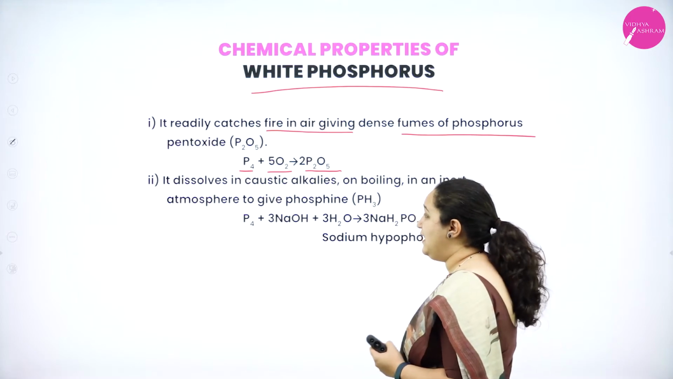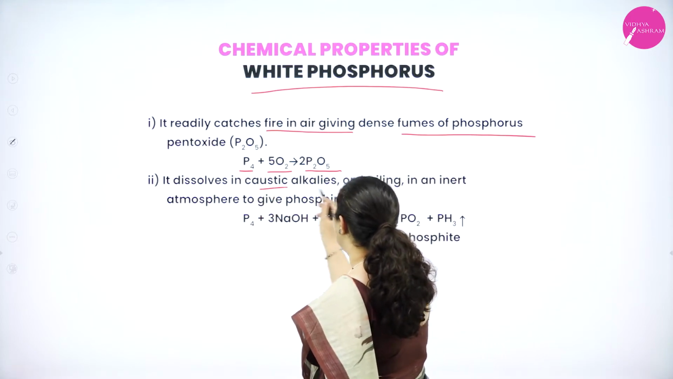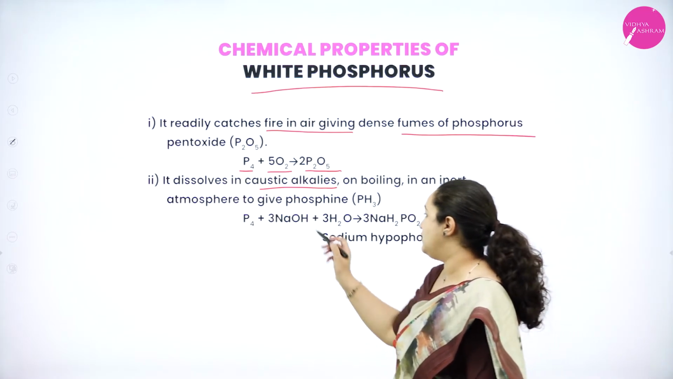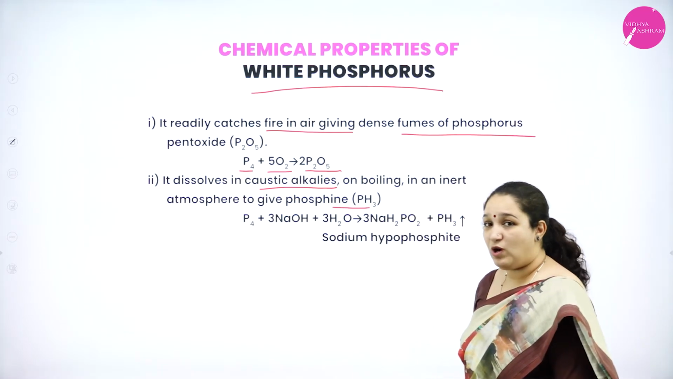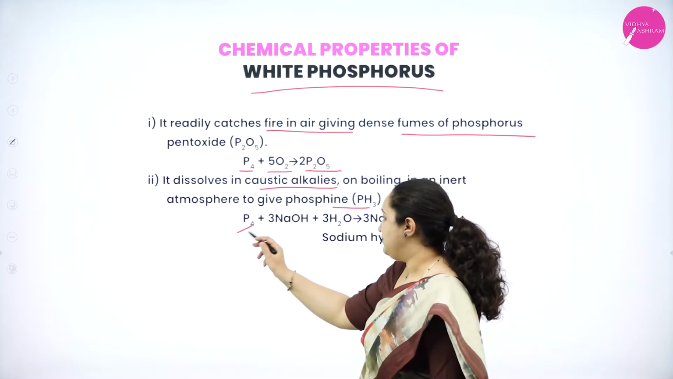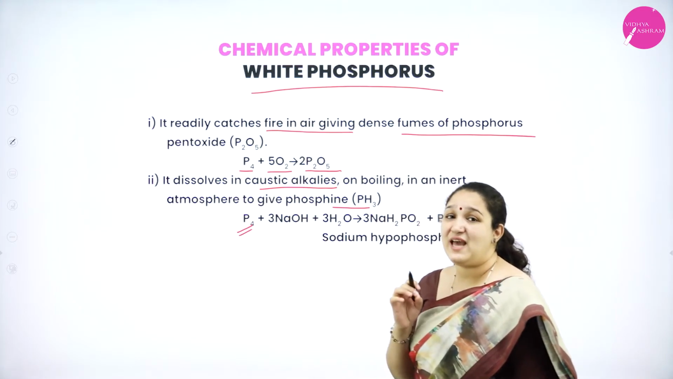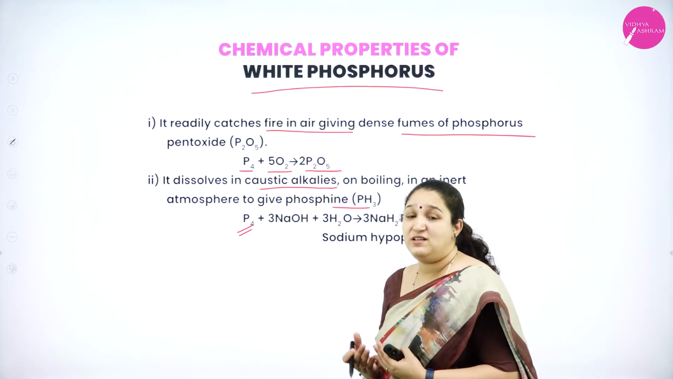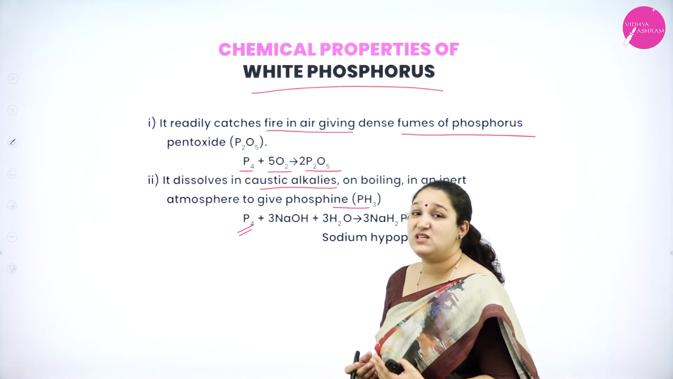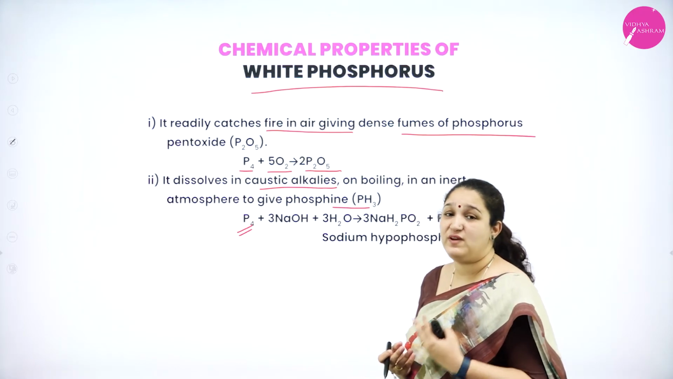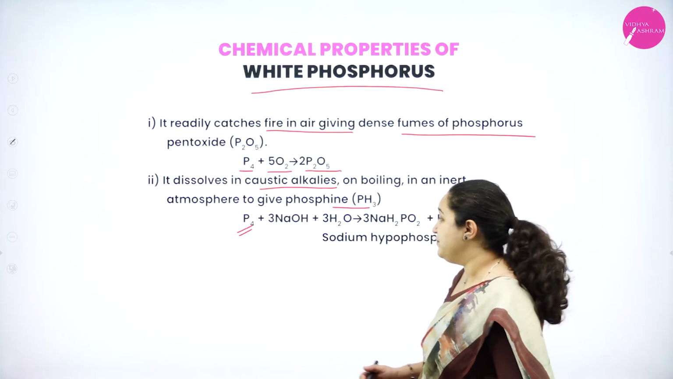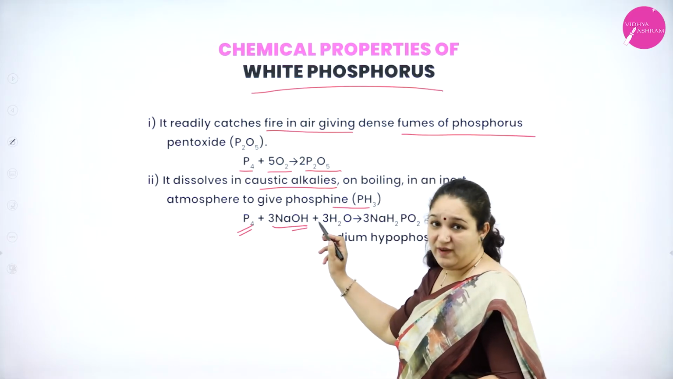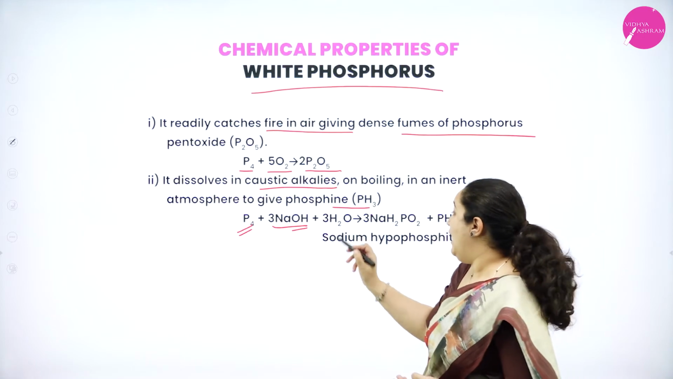Next, it can be dissolved in caustic alkalis on boiling in an inert atmosphere to give phosphine. So what are we doing? We are taking phosphorus. Caustic alkali means NaOH. We also call it caustic soda. Why is the word caustic used? Because it is highly corrosive. That's the reason we use the word caustic. So you take phosphorus with caustic alkali, that is NaOH, which is corrosive.